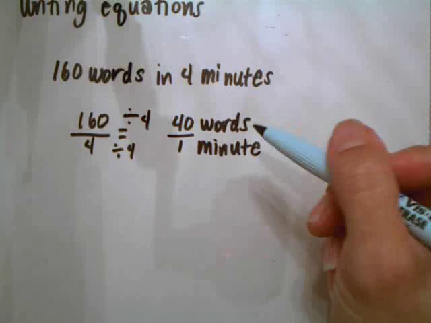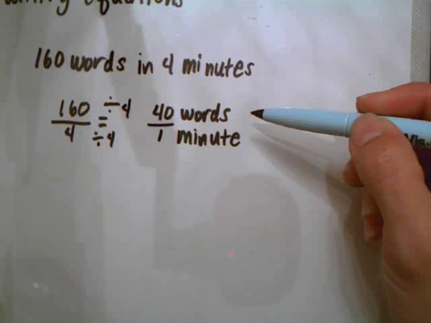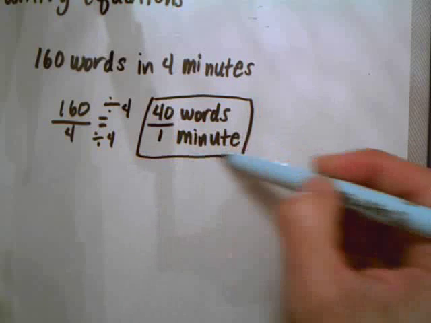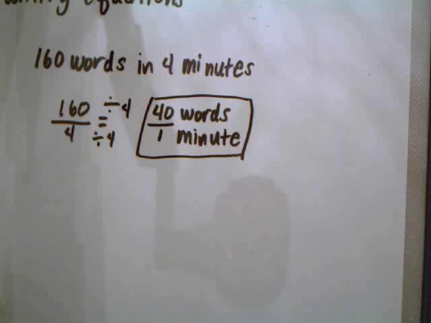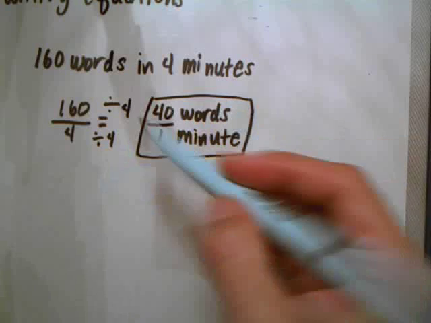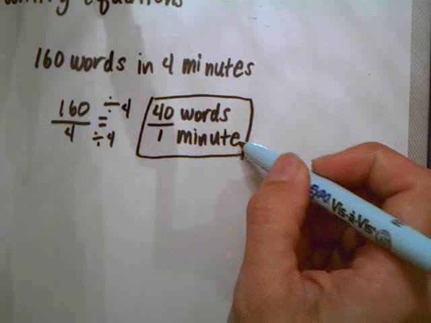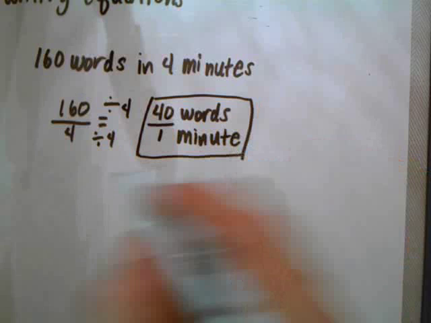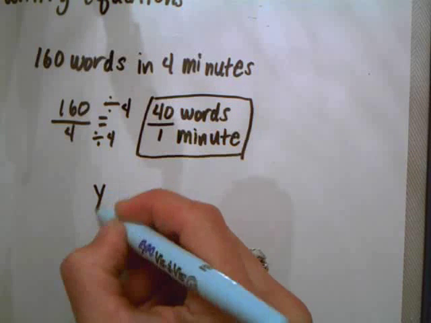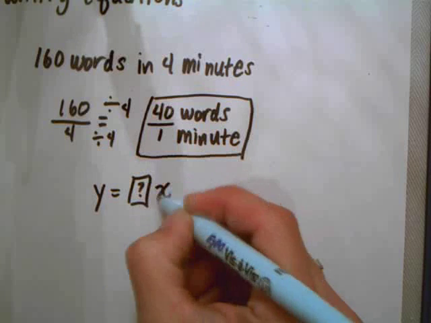So what you really have to do is think about which one is going to come out bigger. Just by looking at these two numbers, the 40 and the 1, which one's bigger? Well, the 40 is going to be the bigger one, right? Obviously. So there are always going to be more words than minutes. So when we write our equations, they are always in the form of y equals some number and the x.